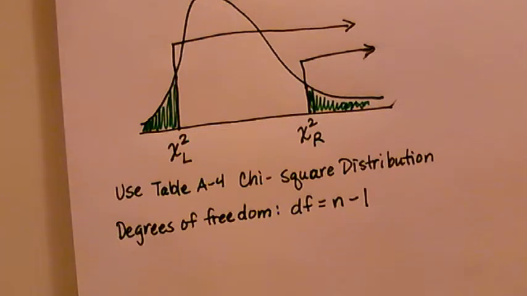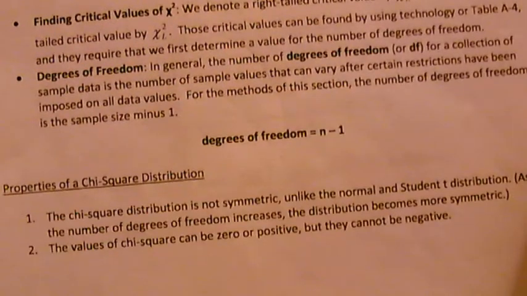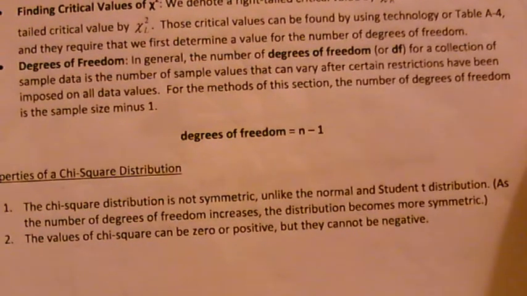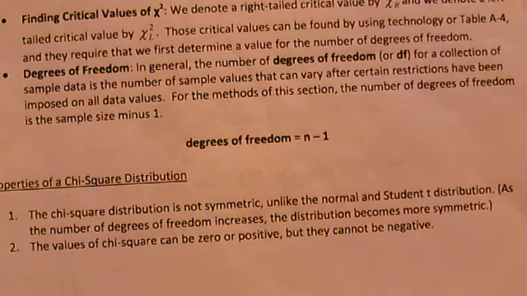Okay, now let's look at some properties of a chi-square distribution. One of them is the chi-square distribution is not symmetric. With the normal distribution and the student t distribution, they were symmetric. In this case, the chi-square distribution is not symmetric. And then second, the chi-square values can be 0 or positive, but they can never be negative. So your chi-square values will never be negative.